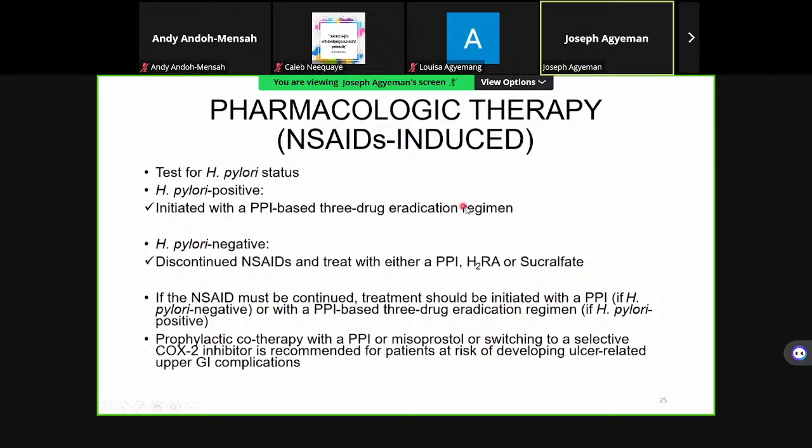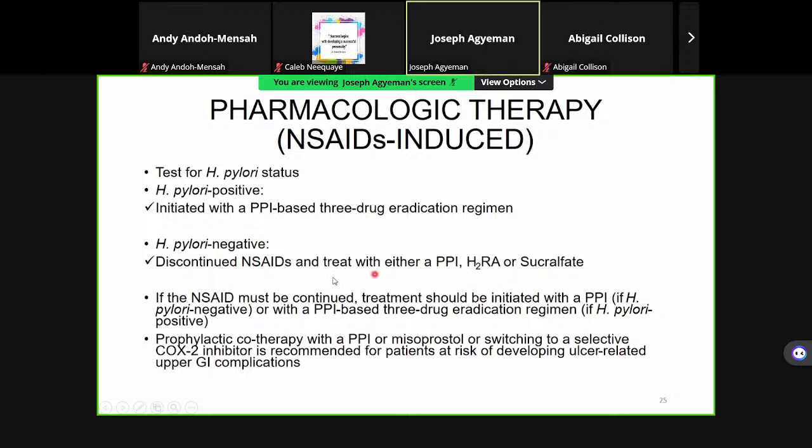How about if it is NSAID-induced? If it is NSAID-induced, how do you know that it is NSAID-induced, and for that matter, H. pylori is not around? So you still have to test for the presence of H. pylori. If it is positive, do what we have discussed. If it is negative and it is possible to discontinue the NSAIDs, then stop taking the NSAIDs and then initiate either your PPI, H2 receptor antagonist, or sucralfate.